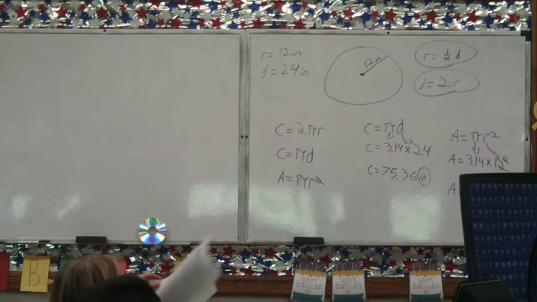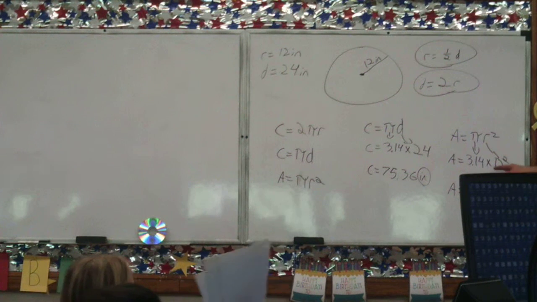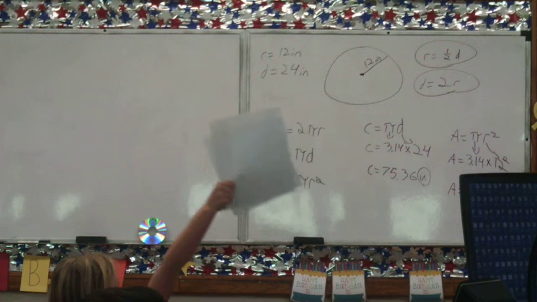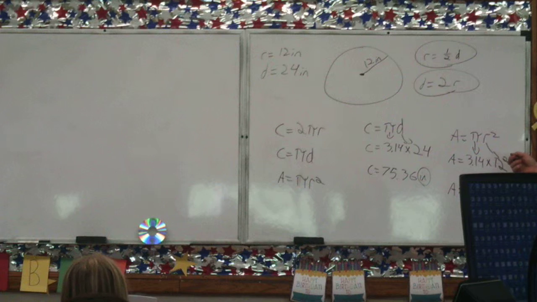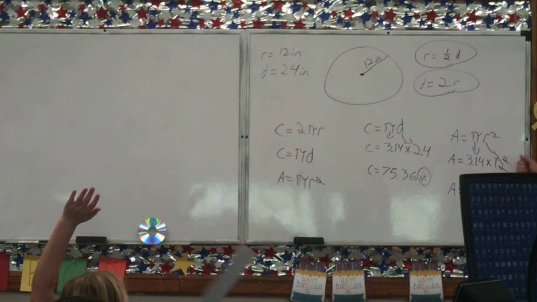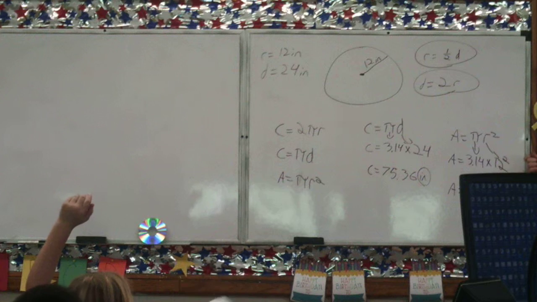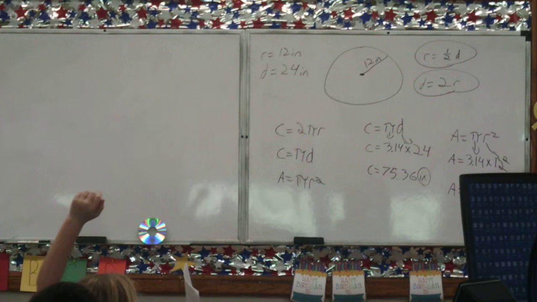No. Your 12 is just your square. Because, guys, Molly had a good question. She said, would you do 3.14 times 12 and then square it? It's just like order of operations. You got to do your exponent first. But if you just type it in your calculator just like this, your calculator will automatically do the order of operations for you. But in order of operations, PEMDAS, exponent comes before multiply, right?